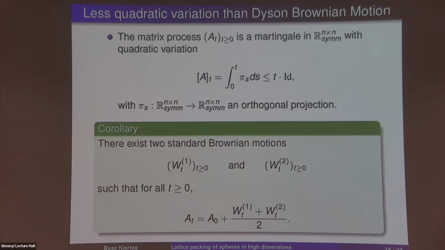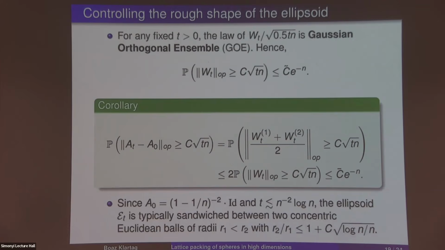So you have this pi_t, okay? Plus or minus identity minus pi_t. So these two things, if you do either plus or minus, you get a Brownian motion. And the average is the original thing. That's the proof of the corollary. And this would help us analyze things.